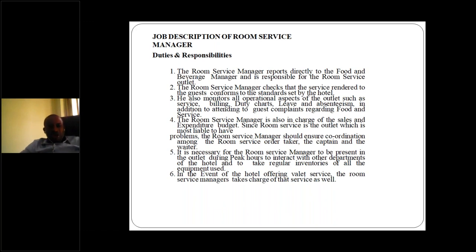The other thing he or she does is that he's in charge of the sales and expenditure budget. So when it comes to food and beverage, he or she is in charge of what? Expenditure budget. Then he's also responsible for the service in the outlets. He's also responsible to ensure that there's coordination among what, this one is very important. There are times you go to a hotel and you make an order. You make an order for food. You say, okay, I need this food. They ask you, do you want to? I've had that experience many times.